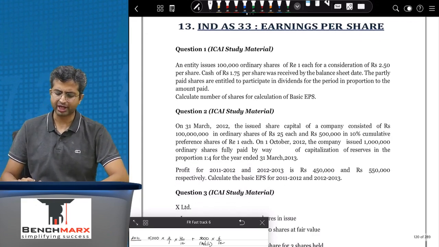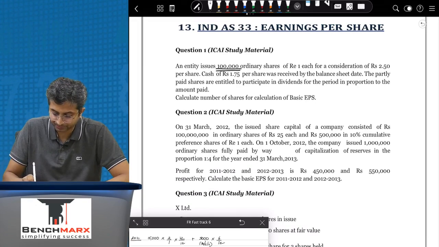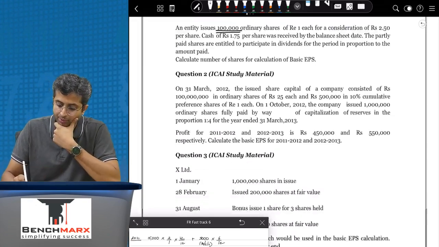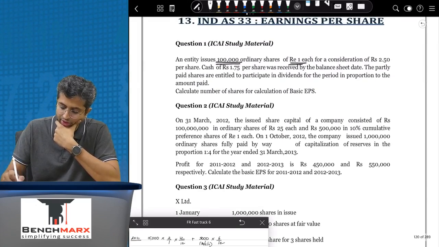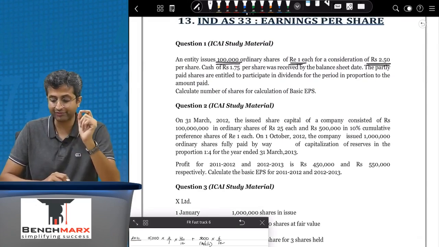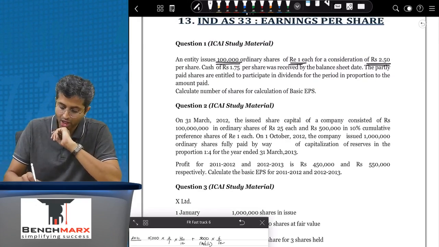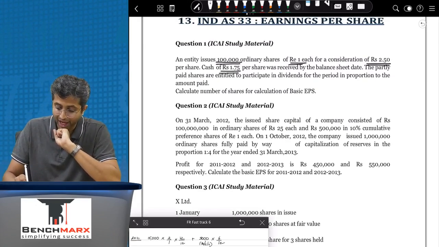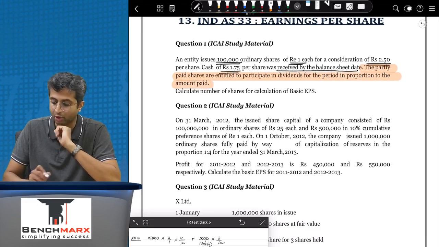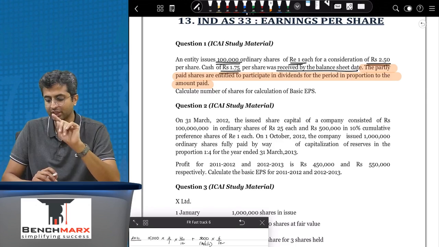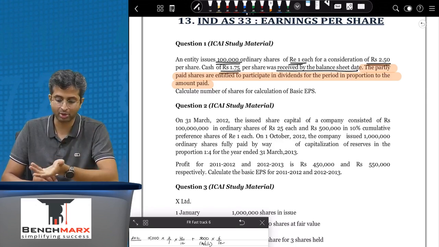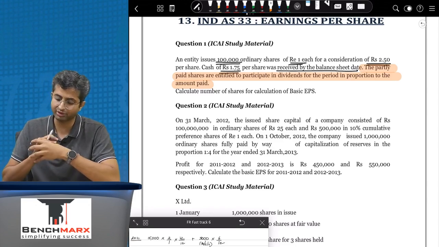An entity issues 1 lakh ordinary shares of ₹1 each for a consideration of 2.5. So for every share you should be receiving 2.5 rupees in total. A cash of 1.75 has been received till the balance sheet date. The partly paid shares are entitled to participate in dividends for the period in proportion to the amount paid up. So the dividend that you are going to get is in proportion to the amount paid up. If you have not paid up the entire amount, they have paid only 1.75 as compared to 2.5, they will not get the full dividend.